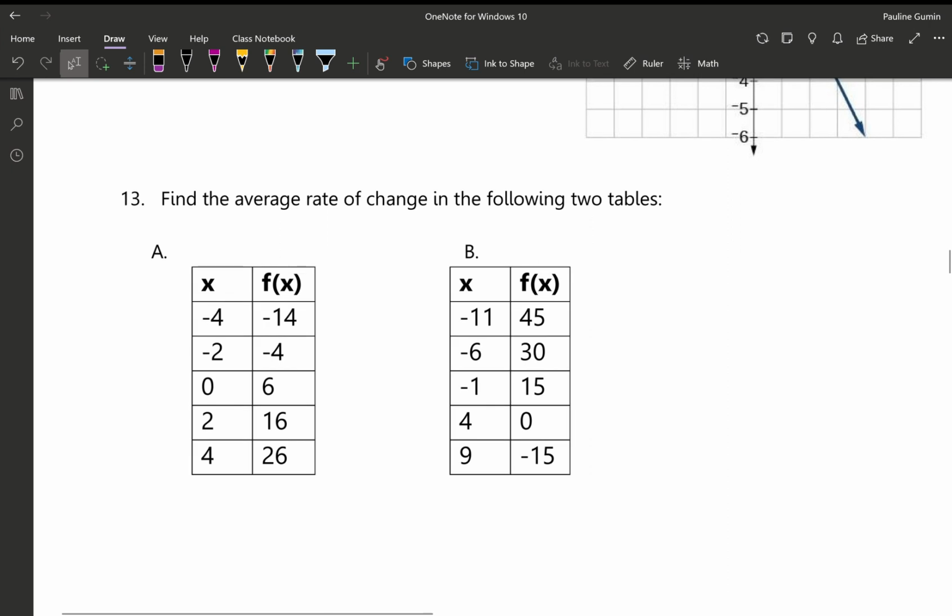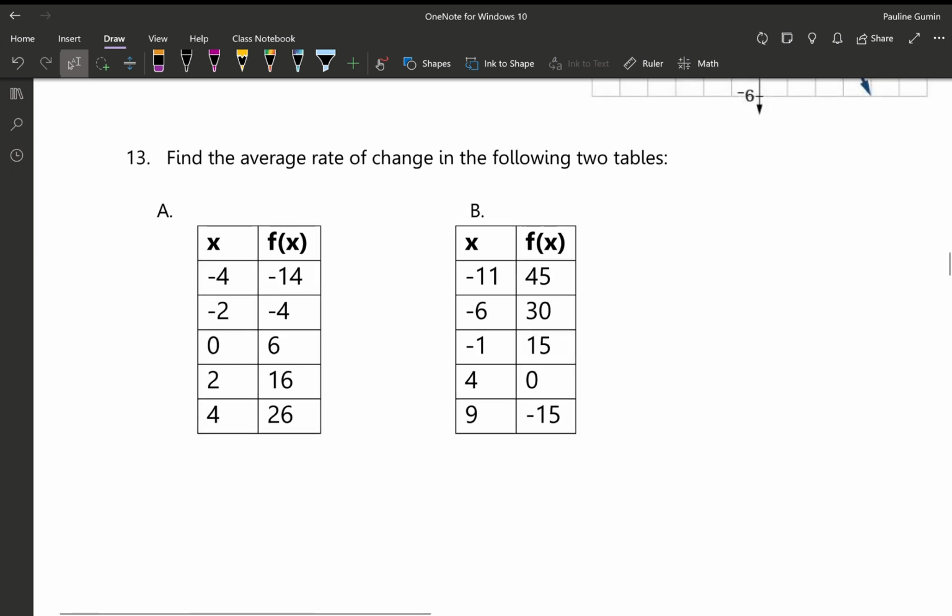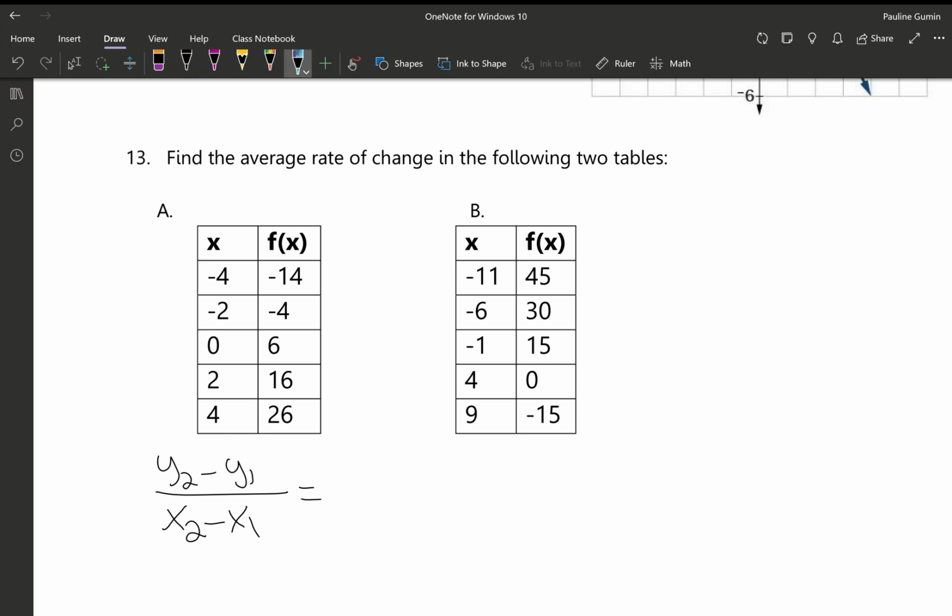Find the average rate of change in these two tables. Okay, well, we're kind of doing the same thing, but we're going to look at it more algebraically. We're going to be using the following formula: y2 minus y1 over x2 minus x1. All right. You know how I like color coding. Let's do it.